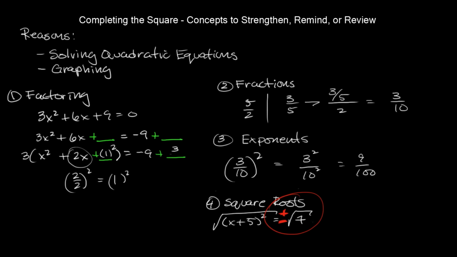I would say most of the points that are taken off are for number 1 and number 4. Those two concepts are pretty much the ones where most people mess up the most. And that pretty much covers everything.